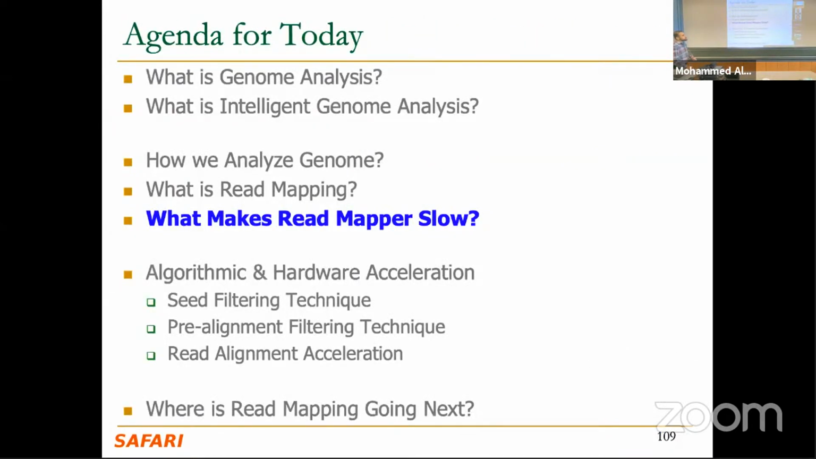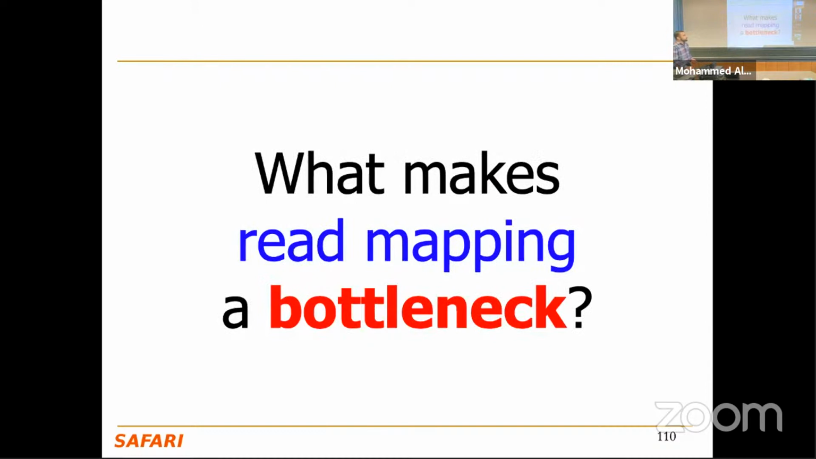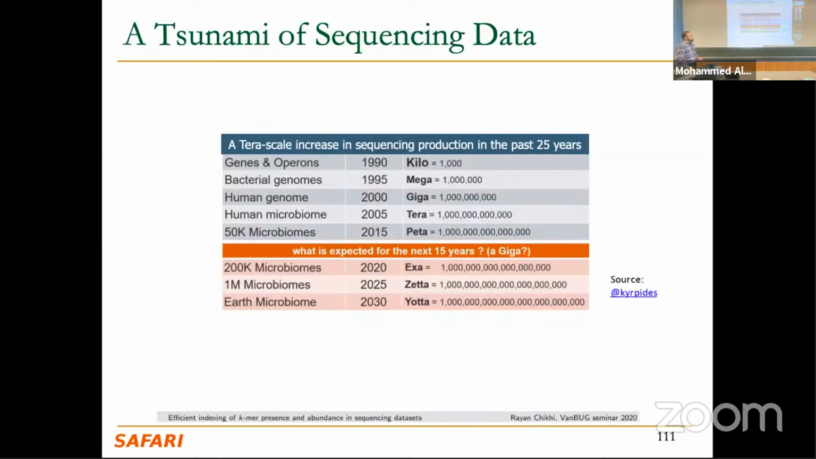And now let's analyze why read mapping is a bottleneck in this pipeline. What makes it a bottleneck? First, one reason is that we have a huge amount of data generated by the sequencing machine. And this data is going to grow more and more over time because sequencing technology becomes cheaper and has more parallelism these days, such that you can handle many samples at the same time, in the same sequencing run.